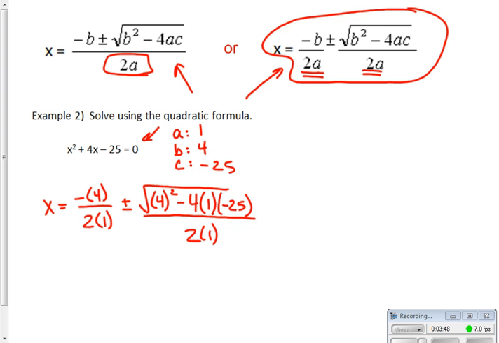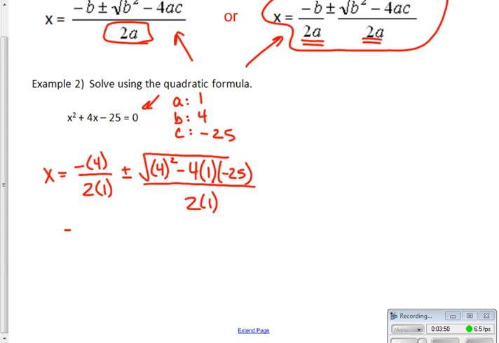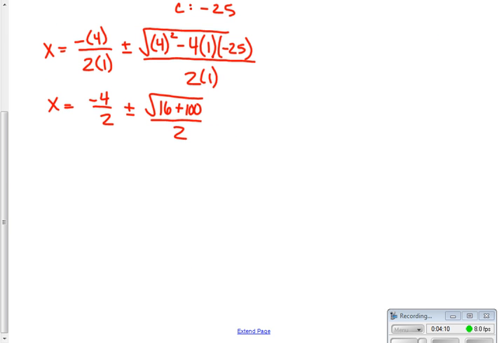Keep working down your paper here. We have negative 4 over 2 plus or minus the square root. 4 squared is 16. We have negative 4 times 1 is negative 4. Negative 4 times negative 25 is a positive 100, all over 2. Keep reducing. Negative 4 divided by 2 is negative 2. Plus or minus, well, we have the square root of 116 divided by 2.